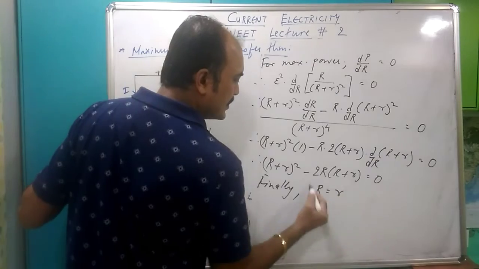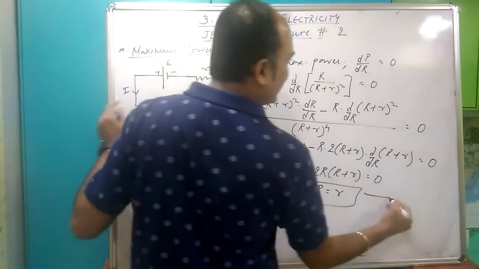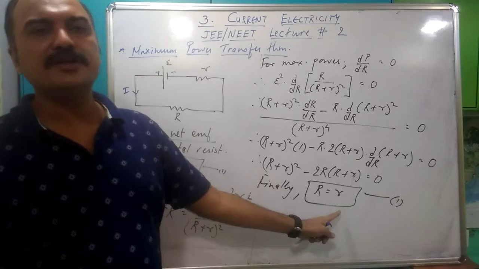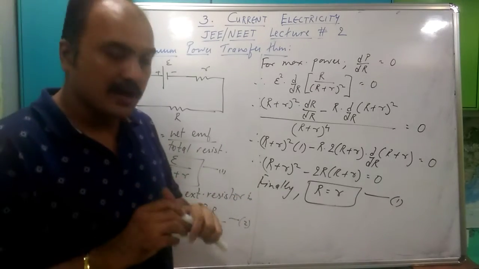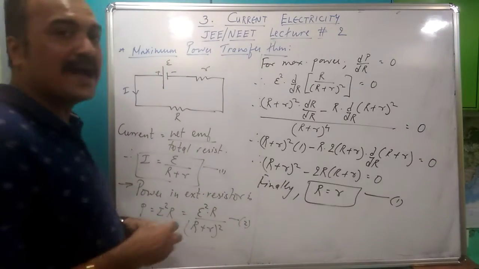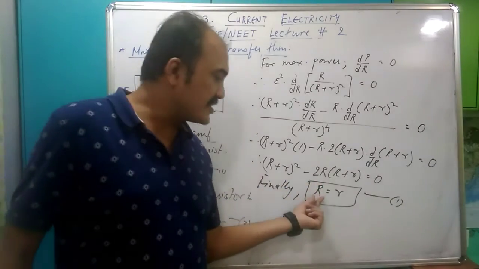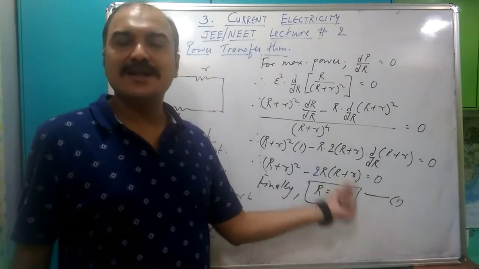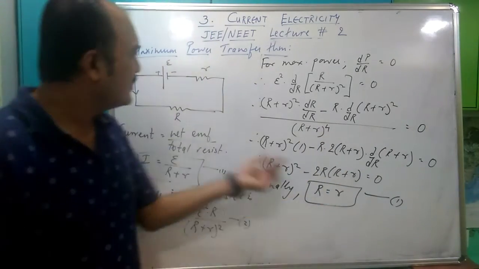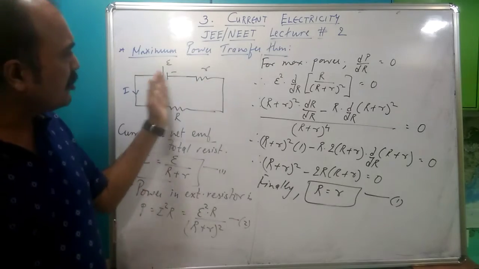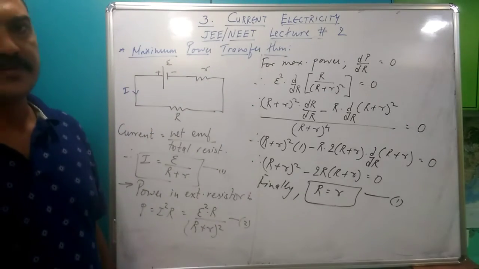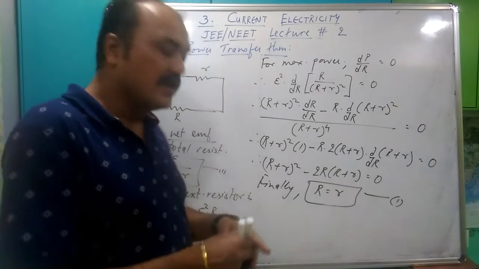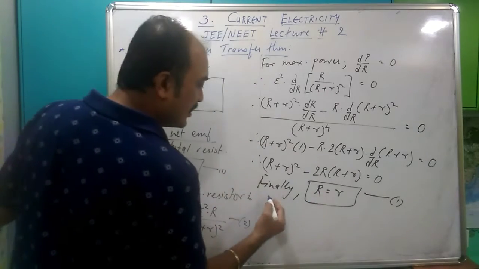Bada R is equal to chota r. And this, ladies and gentlemen, is the condition for max power. So, let me write, for max power, the external resistance has to be equal to the net internal resistance. Sir, ये तो एक ही R. But you might have a number of other batteries जिनके छोटे छोटे R हो सकते हैं. So the external resistance has to be equal to internal resistance.